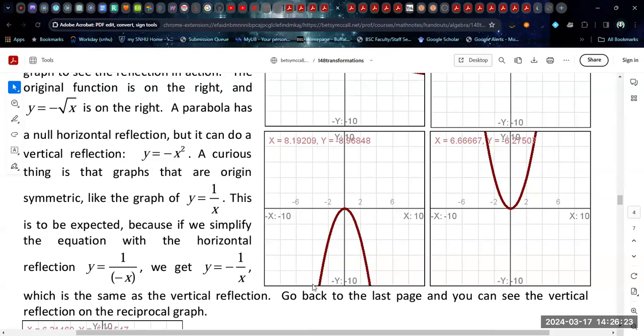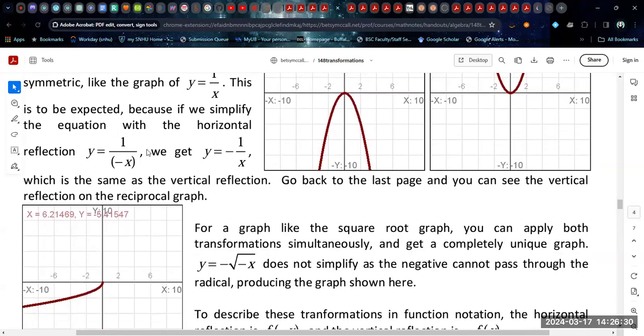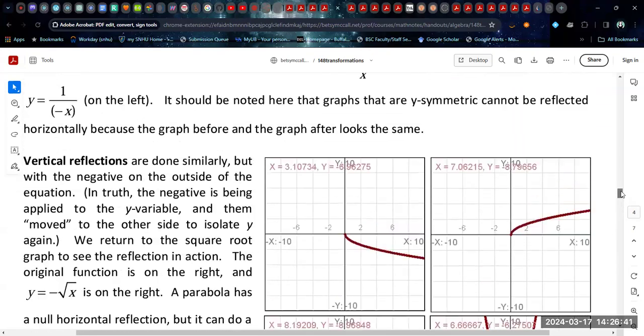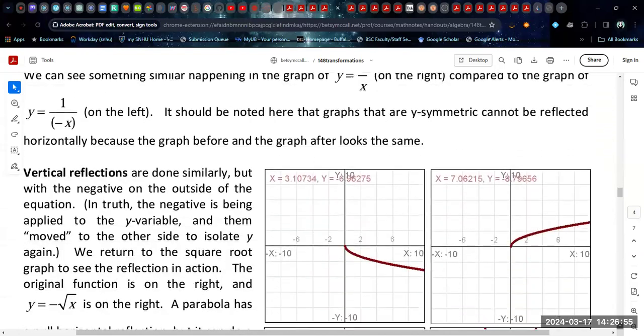That's my vertical reflection. And I end up with this upside down parabola. But as we saw with the 1 over x graph, if you apply a negative to the denominator or you apply it out in front, you end up with the same graph. So a horizontal and vertical reflection are the same. So you can think of this as the original function, and I can think of it flipping horizontally, or I can think of it flipping vertically, and I'm going to get the same result either way.